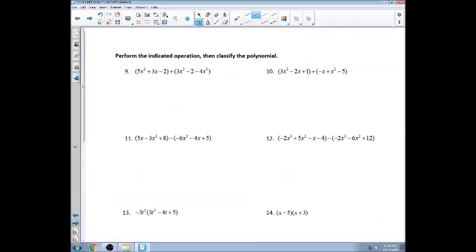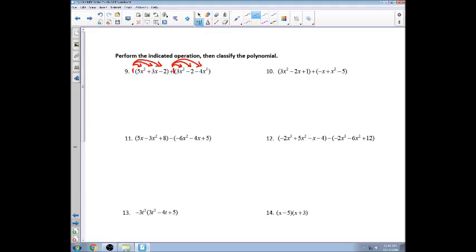Here we need to perform the indicated operation, then classify the polynomial. Remember, if there is an addition or subtraction sign in between the two sets of parentheses, it will not be multiplication. We are not going to distribute. What we will do, though, is take a positive 1 and distribute it to everything in the second set of parentheses, which means that all the signs will stay the same. I also have a positive 1 to distribute in the first set of parentheses.